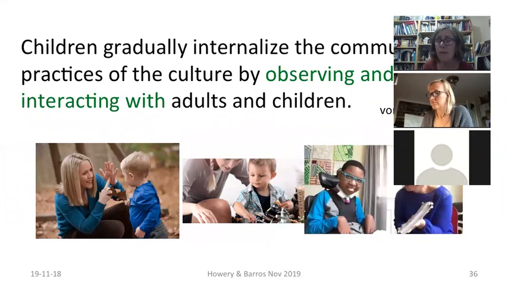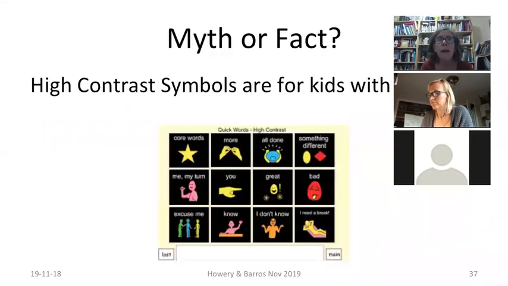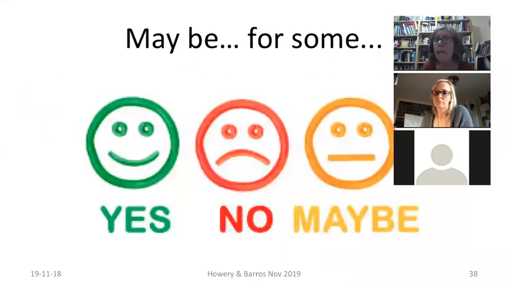And we'll talk more about that as we get into some ideas of what might work. And then this last thing, that high contrast symbols are for kids with CVI. Maybe. And Maren, do you want to talk about your kiddo with the black and white symbols?